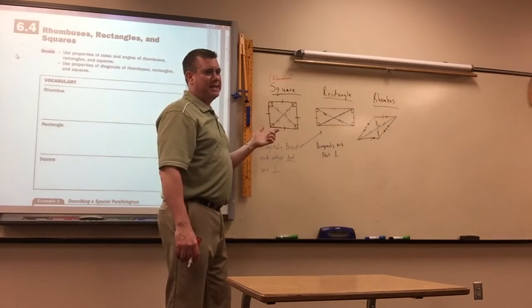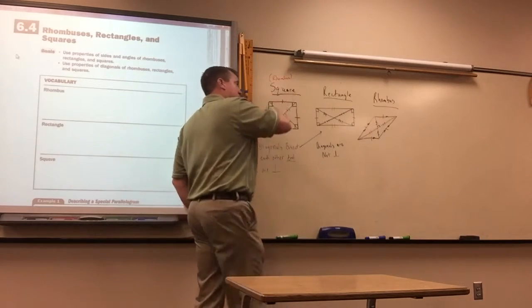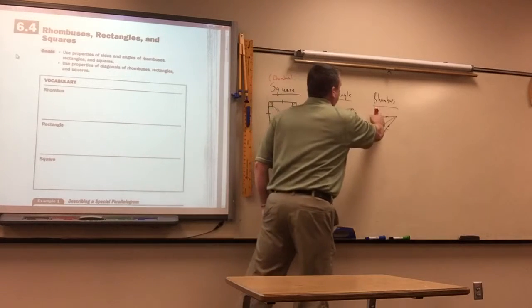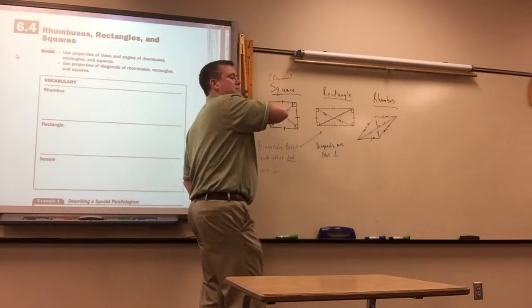So a square can always be a rhombus, but a rhombus can't always be a square. A square is always a rhombus, but a rhombus is sometimes a square.